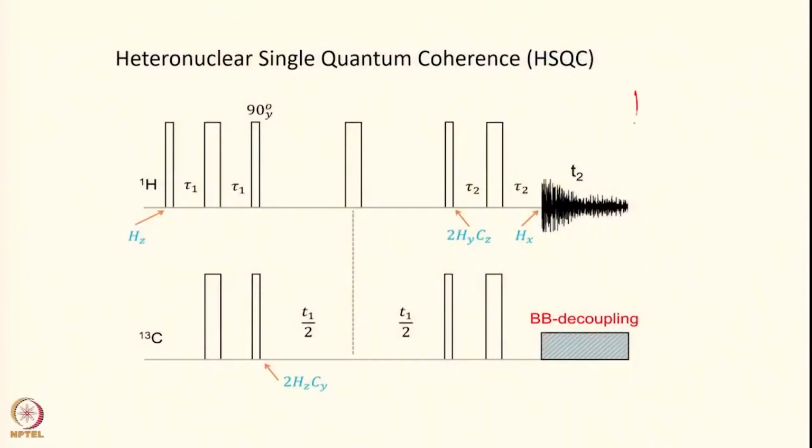We talked about proton-proton correlations, we have the diagonal and we have the cross peaks. Now we go over to a further class of experiments which are called heteronuclear experiments, heteronuclear correlations. Why are these important? These are important because the proton spectra can become very crowded.